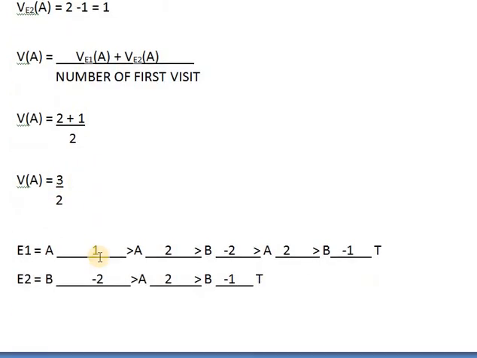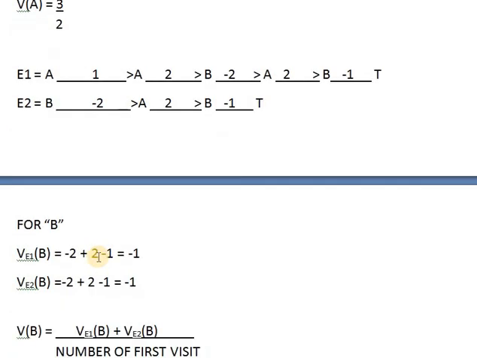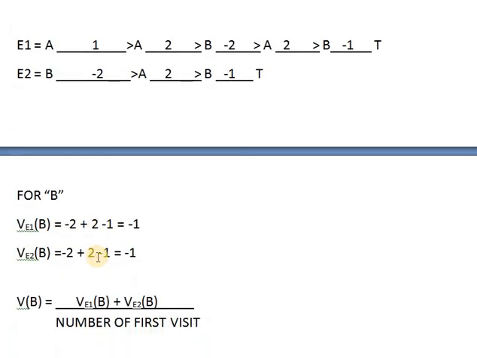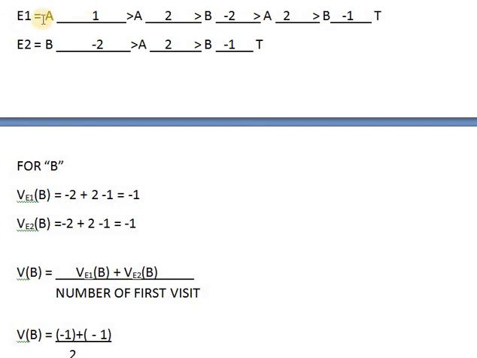The same method we have to follow for the first visit of alphabet B. If we look into event B, here we can clearly see that in the first instance, B starts over here first. After B only we have to calculate our rewards. We shouldn't calculate A and B; we have to start calculating after B only. So here our first instance of B starts, so our reward is minus 2. I have taken minus 2, and then A to B, it's a plus 2. Again B to T, it is minus 1.